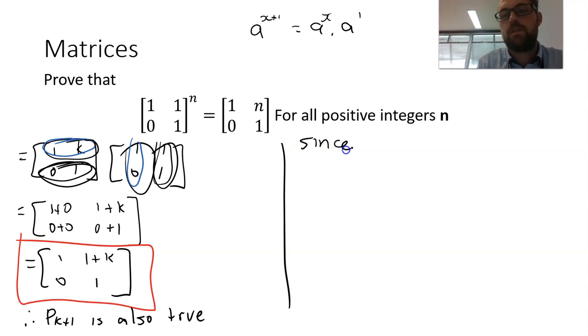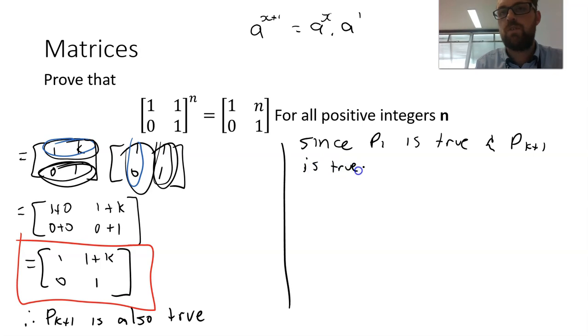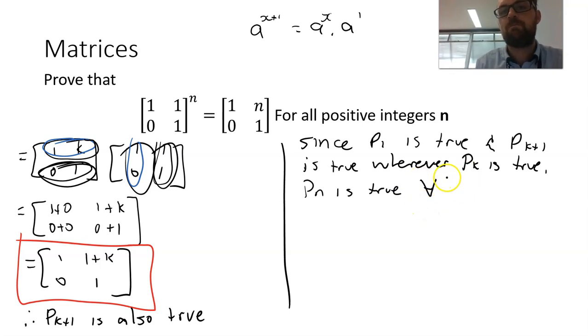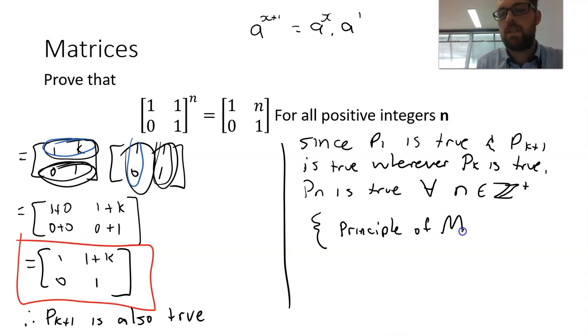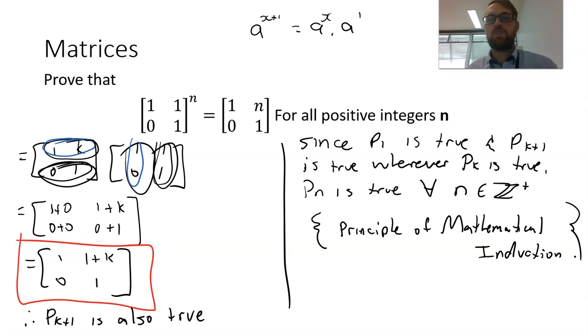So since P of 1 is true, and P of k plus 1 is true whenever P of k is true, then P of n is true for all. Remember that sneaky for all. You can write for all n belonging to the positive integers. Just sum it up by writing that was because of the principle of mathematical induction. So same again. Maybe this one's a little bit quicker, but same process, just matrices in between the sandwich of formality that induction brings. Okay, thank you.